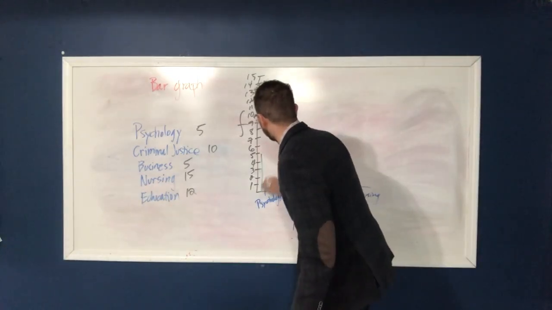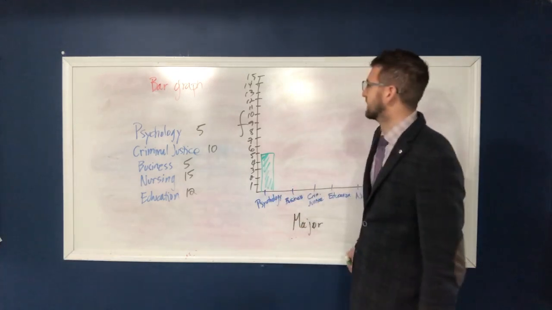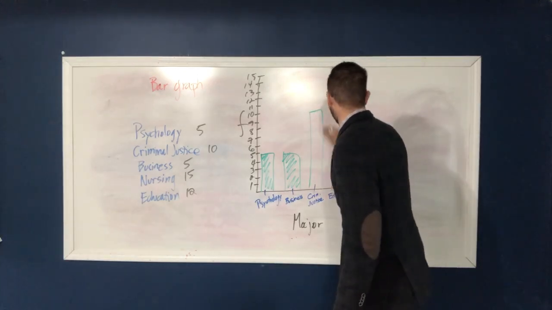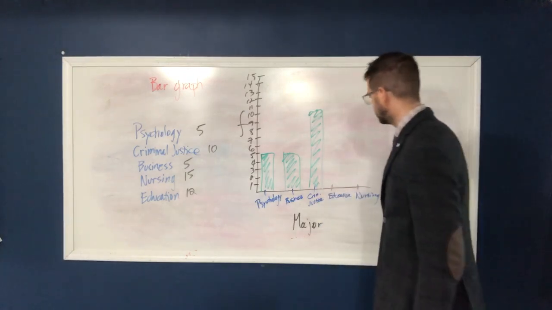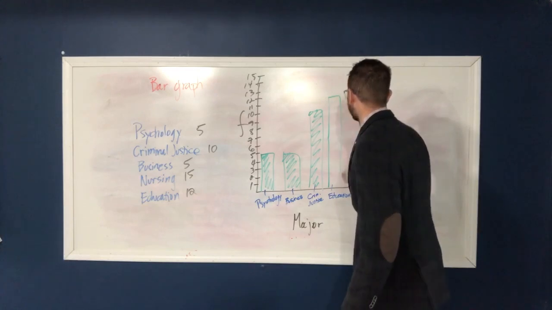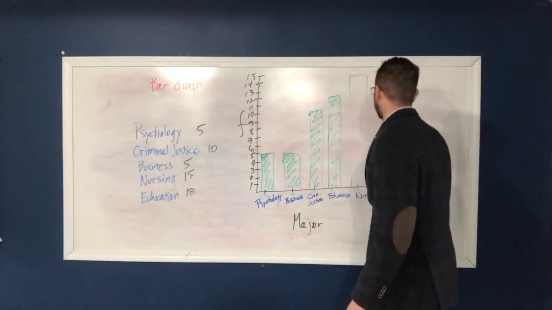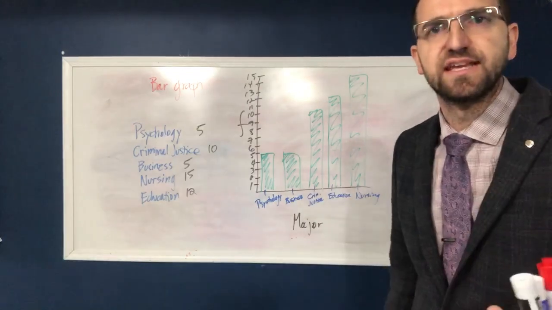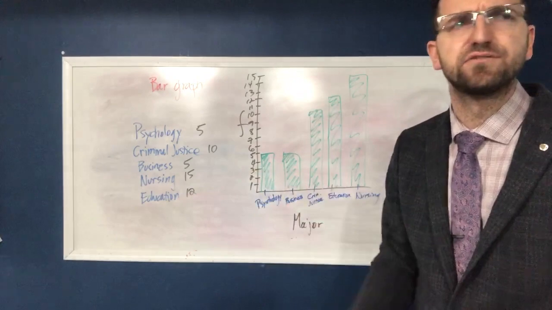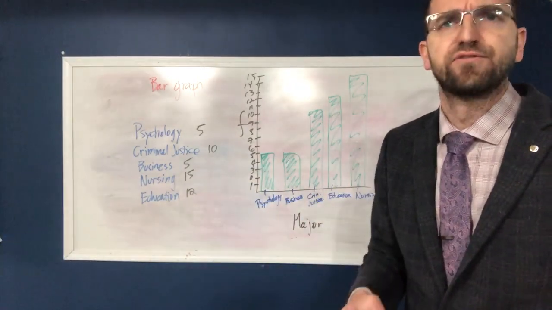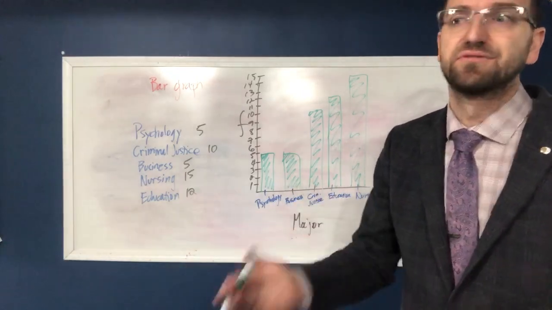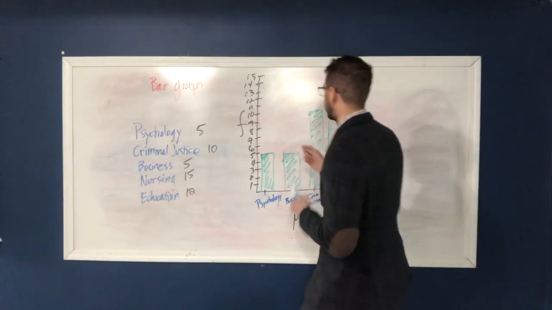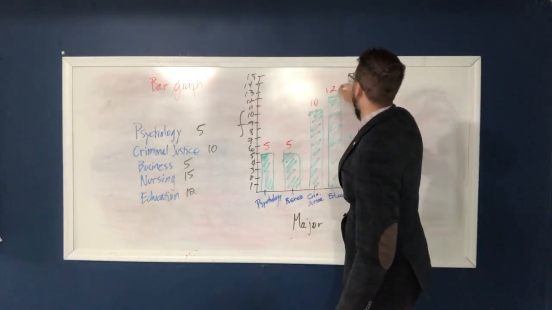Okay, so psychology. There's 5. Business. There's 5. Criminal justice. There's 10. Education. There's 12. Nursing. There's 15. One thing I do with these graphs in the professional setting, and you'll see this in the SPSS activity, I love to put the values above the points. It makes it so much easier for the consumers of your data analytics to actually understand where exactly this bar is. So we'll use red, why not? 5, 5, 10, 12, 15.